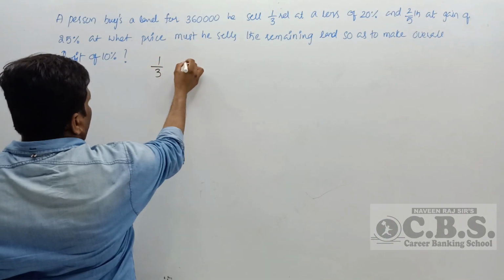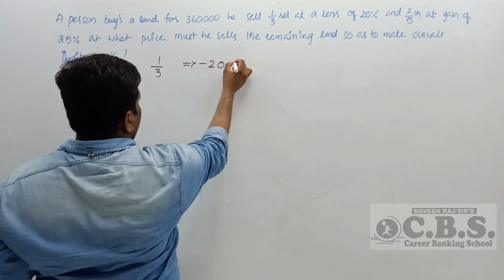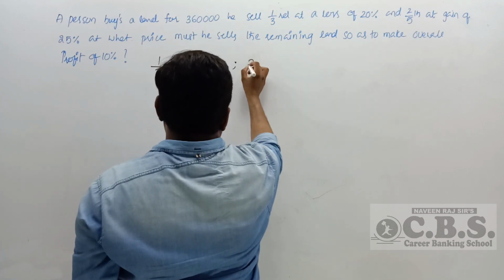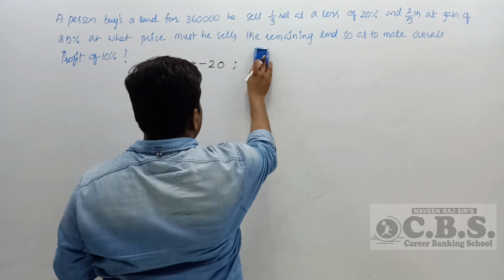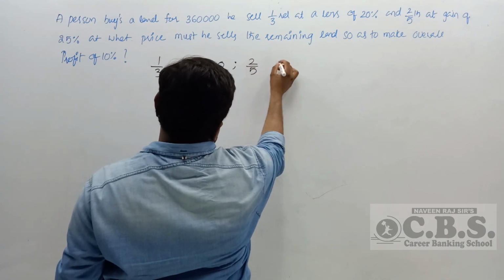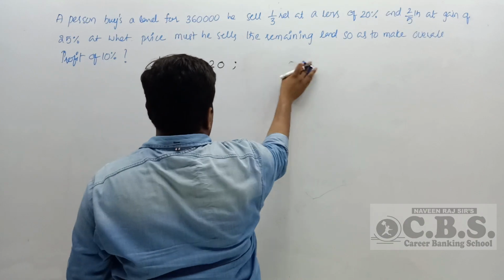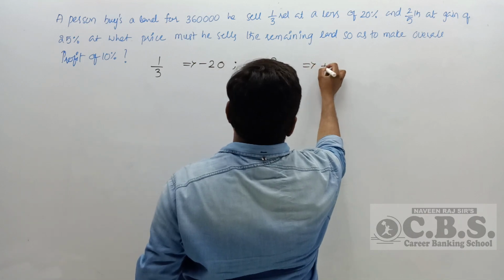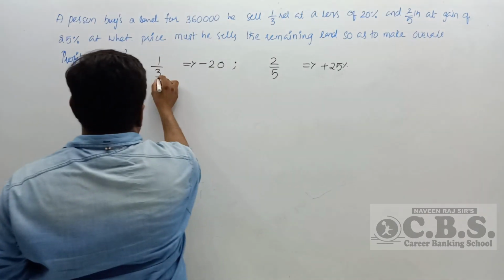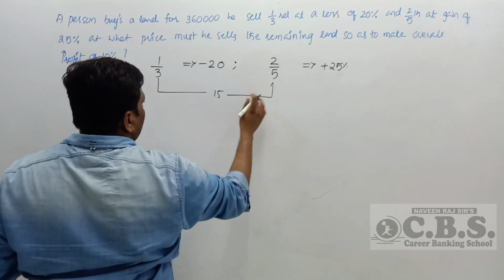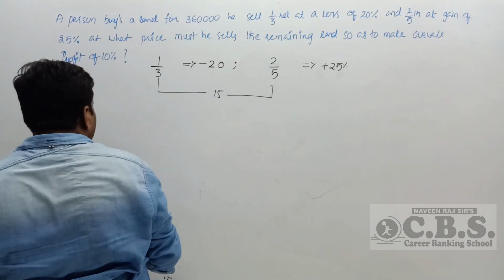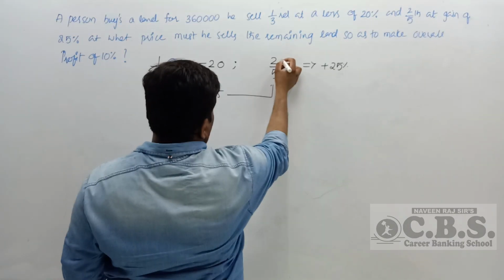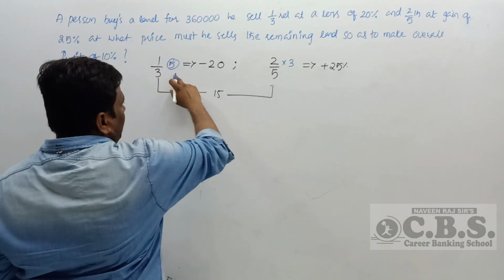First one, 1/3 he sold at a loss of 20%. Loss means minus. And 2/5 is given, 2/5 of the land at a profit of 25%. Okay, this is given. And what is the LCM? 15. So in the table of 3, 5 times, and in the table of 5, 3 times. So 3 2s are how much? It is 6. Okay, so 5 plus 6 gives you 11.